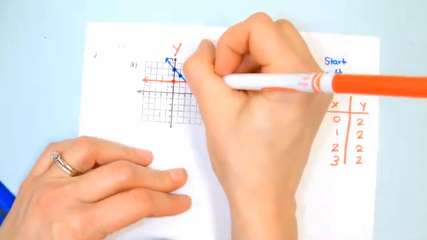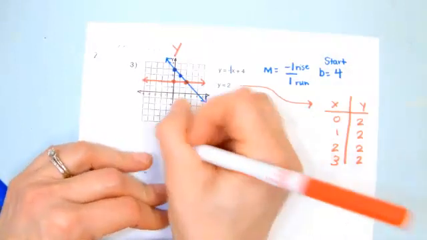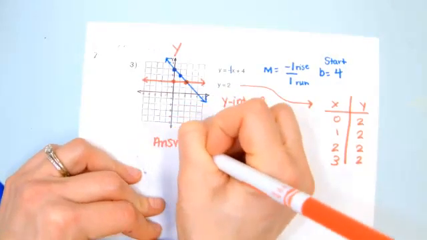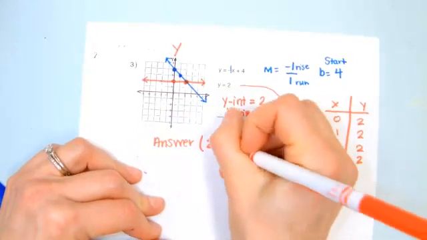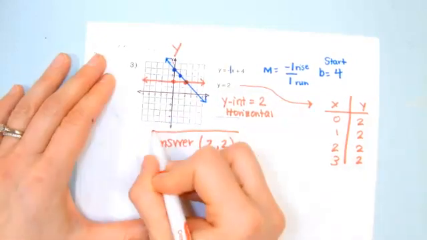And so what is our answer here? It crosses right here. Our final answer is 2, right 2, and up 2. And that's our answer.